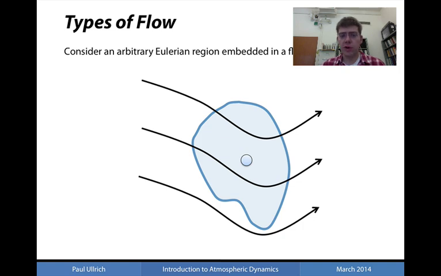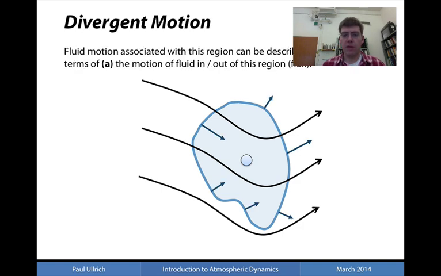Consider an arbitrary flow field, here denoted by the black lines, and an arbitrary Eulerian region which is embedded within this flow, denoted here by the light blue region. Recall that an Eulerian region is a region within space which is not moving with the flow, that is, has a fixed spatial location. The flow field can then be described in association with this region as a combination of motion of fluid in and out of this region, as well as a rotational component, which we'll investigate later.